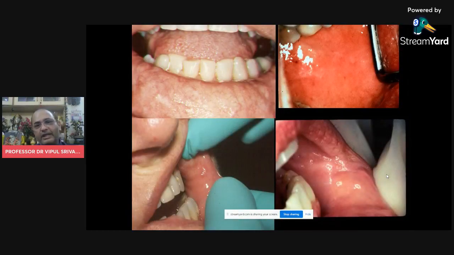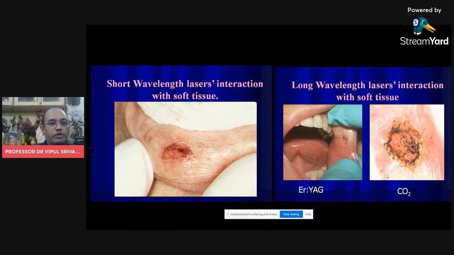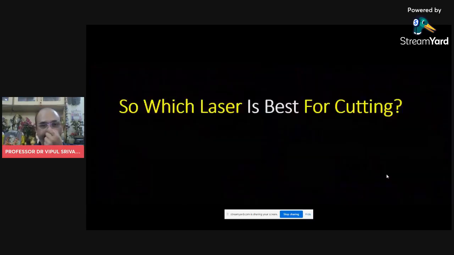Exactly, and this is healing after 15 days or so. So, short wavelength laser interaction with soft tissue. You can see here more charring with the CO2 laser, whereas Nd:YAG has less charring. CO2 produces more charring, and we don't want charring because then healing will be delayed. The lesser the charring, the better the healing. But then again, if we are just talking about surgery, then CO2 is the best.